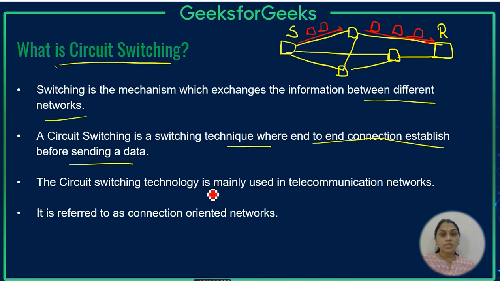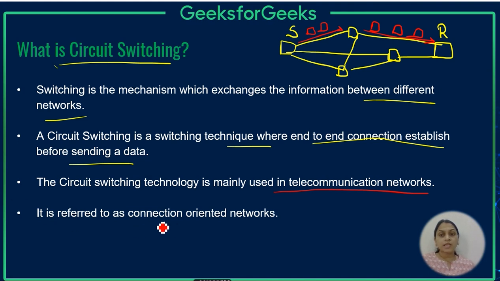Circuit switching technology is mainly used in telecommunication networks. Why? Suppose you are making a telephone call. First of all, the connection is established, and only when the connection is established is the data transferred to that particular person. Without losing the data and without delay, the data has to be sent from the sender to the receiver. So in telecommunication networks, this circuit switching technology is used.